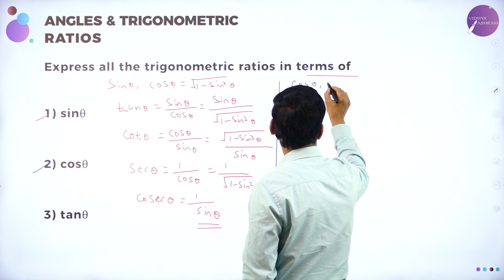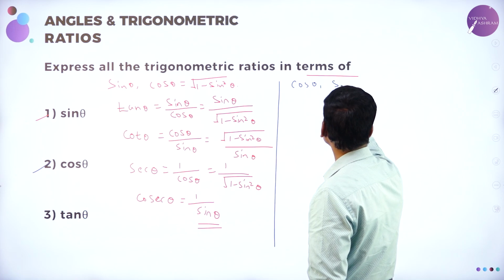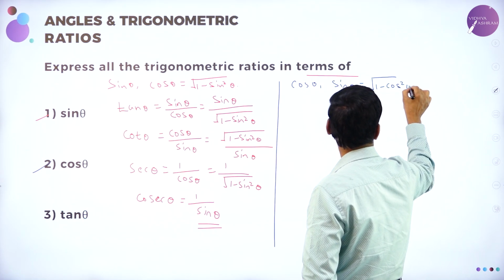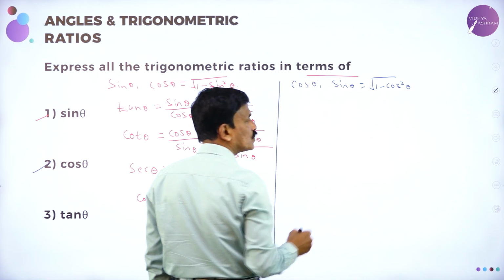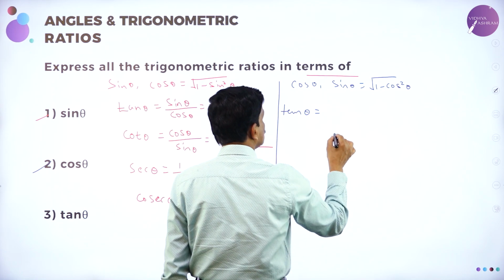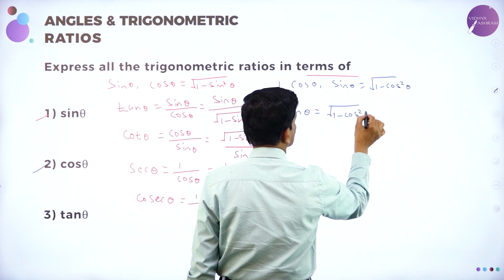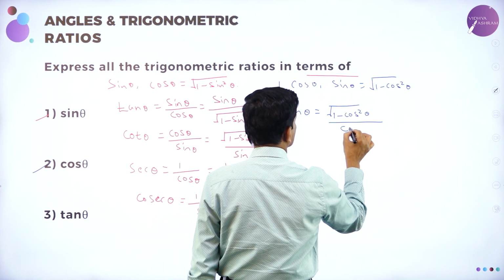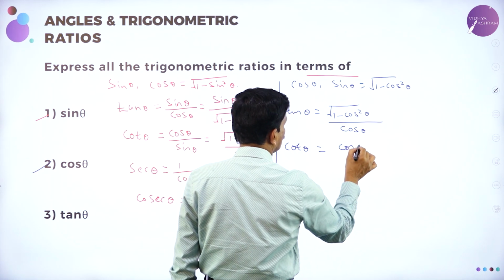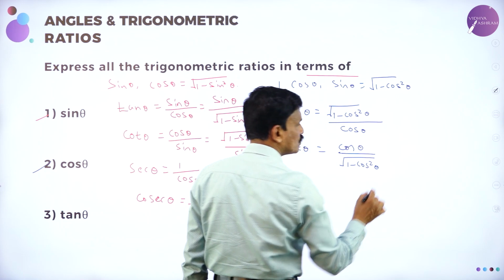Again, cos theta can also be written as, now cos theta. What is sin theta? Sin theta can be written as root of 1 minus cos square theta. What is tan theta? Tan theta is sin theta by cos theta, which is root of 1 minus cos square theta divided by cos theta. What is cot theta? Cot theta is equal to cos by sin, cos theta divided by root of 1 minus cos square theta.